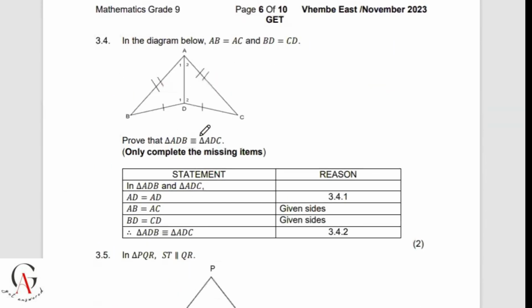Then 3.4. In the diagram below, AC is the same as AB, and BD is the same as CD. Prove that ABD is congruent. So those three lines horizontally mean congruency. For congruent, we need to look at exactly the same shape, exactly the same angles. So AD is the same as AD. In other words, both triangles are sharing the same side, which is AD. So the reason we give is that that side is common.